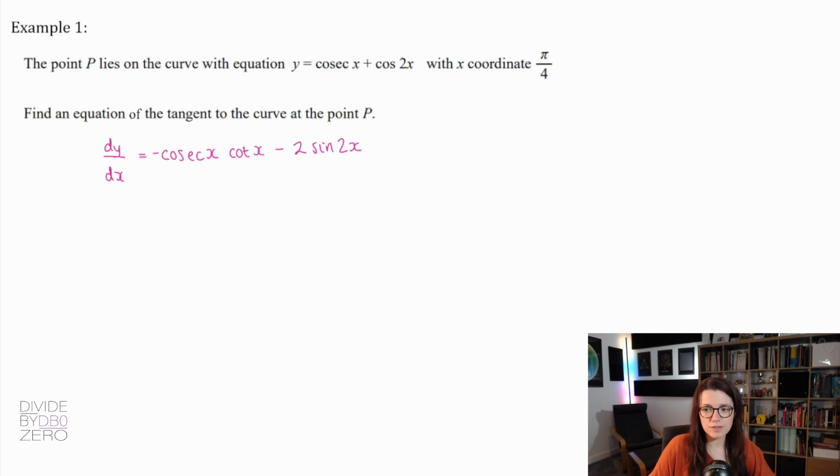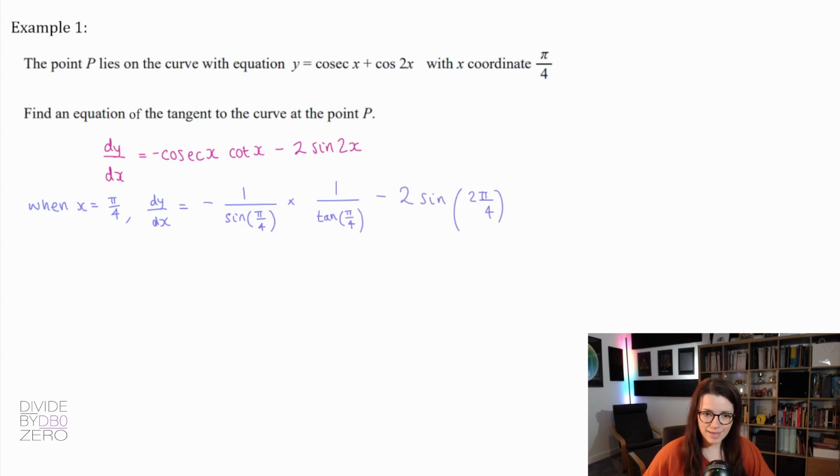We want an equation of the tangent at a specific point. So at this point, I would sub in the x value into dy/dx. So when x equals pi over 4, dy/dx would be equal to this. Typing that carefully into your calculator, you'll get minus root 2 minus 2. Just a reminder here that cosec x is 1 over sine x, and cot x is 1 over tan x. In order to find the full equation of the tangent, we also need the y coordinate at that point.